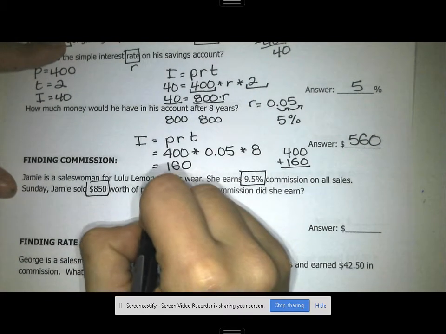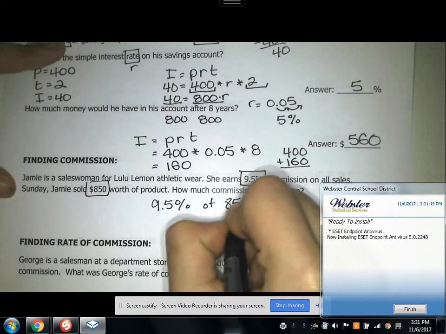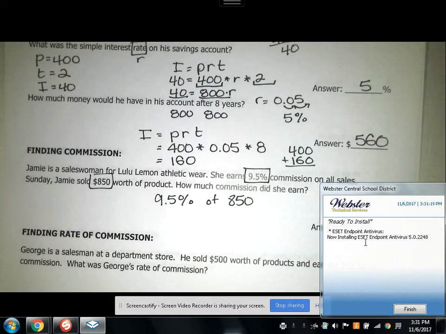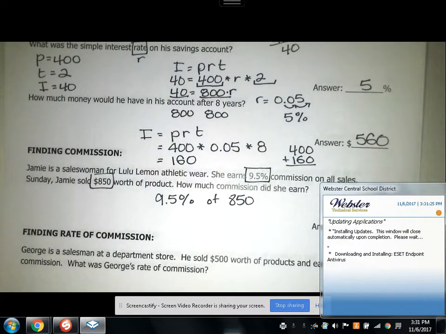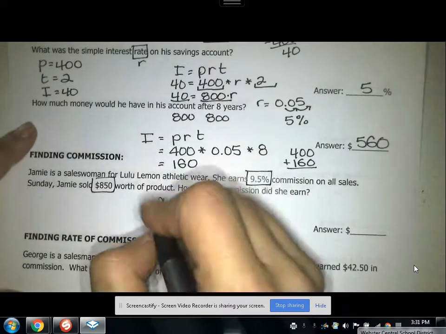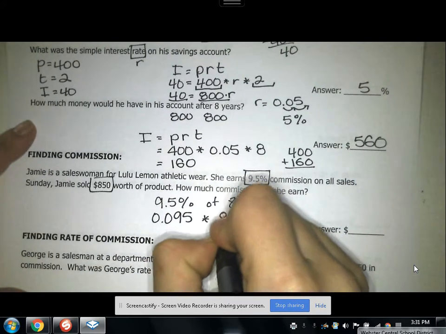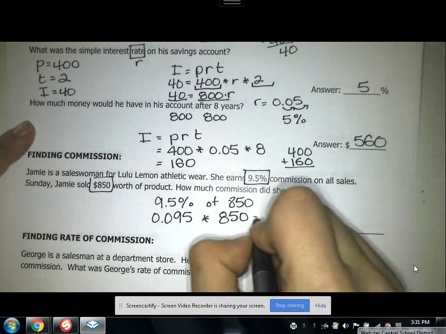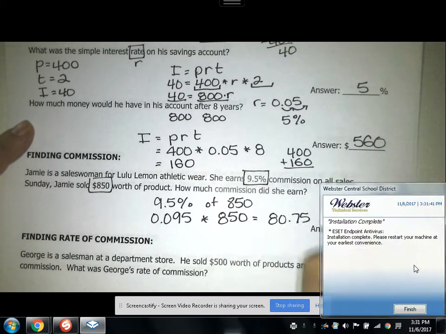Well, she earns 9.5% of $850. Now, I'm not going to add 100% to that. She only earns 9.5%, not 109.5%. So I'm going to go 0.095 times 850, which means she gets to keep $80.75.